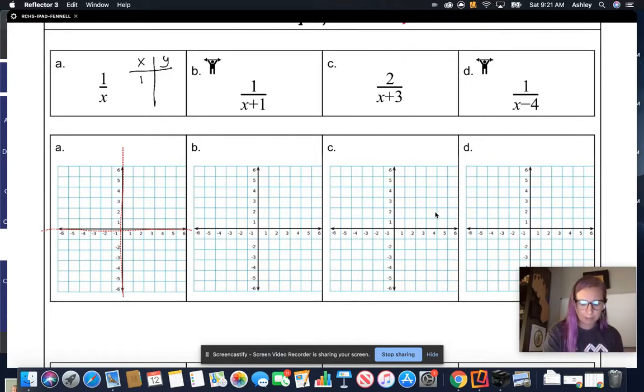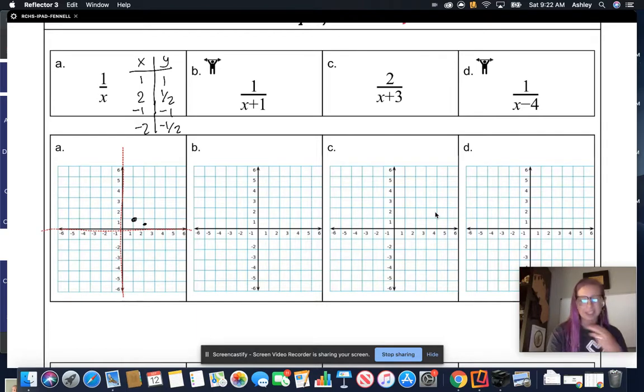So if I plug in 1, then I get 1, right? 1 divided by 1 is just 1. If I plug in 2, then I get 1 divided by 2, which is 1/2. If I plug in 0, it's going to break the function, so I'm just going to ignore it for now. If I plug in -1, I get -1. If I plug in -2, I get -1/2. So let's just plot those points real quick. 1, 1, and then 2, 1/2.